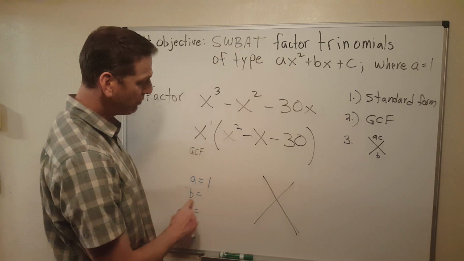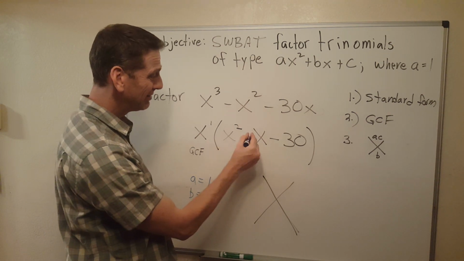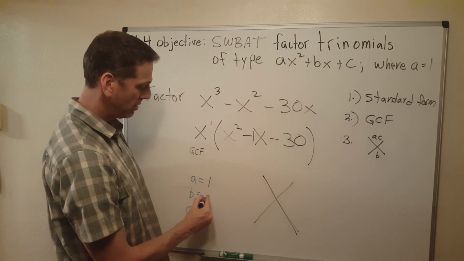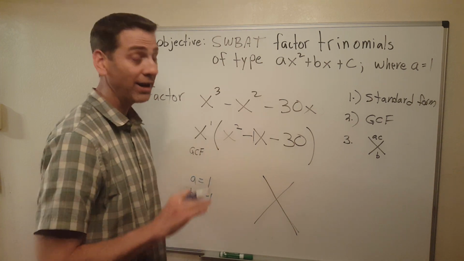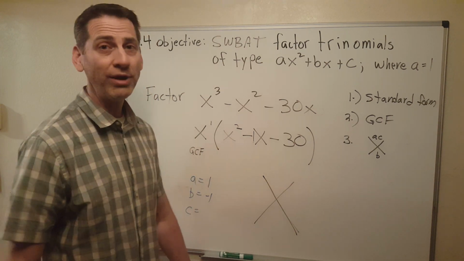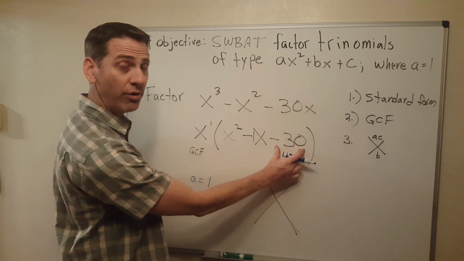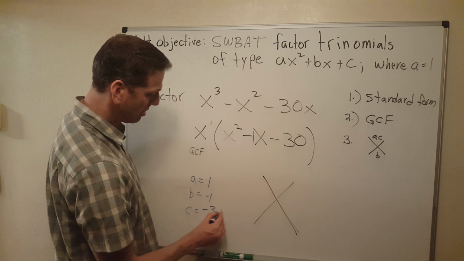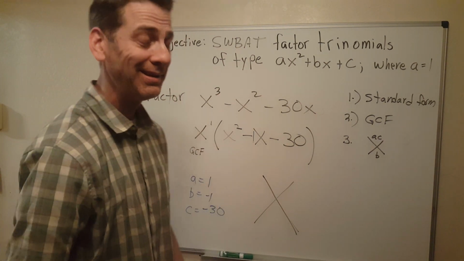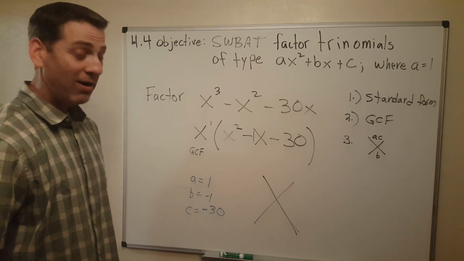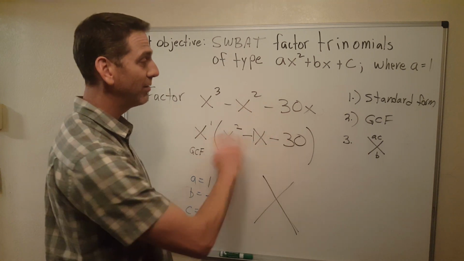So A is 1. B is, what is B? -1. All right? Make sure you get your positives and negatives correct. If they're not correct, your whole thing's going to be wrong. All right? And C is -30, not +30. Okay, so now I know my ABCs. Now I'm ready to factor.